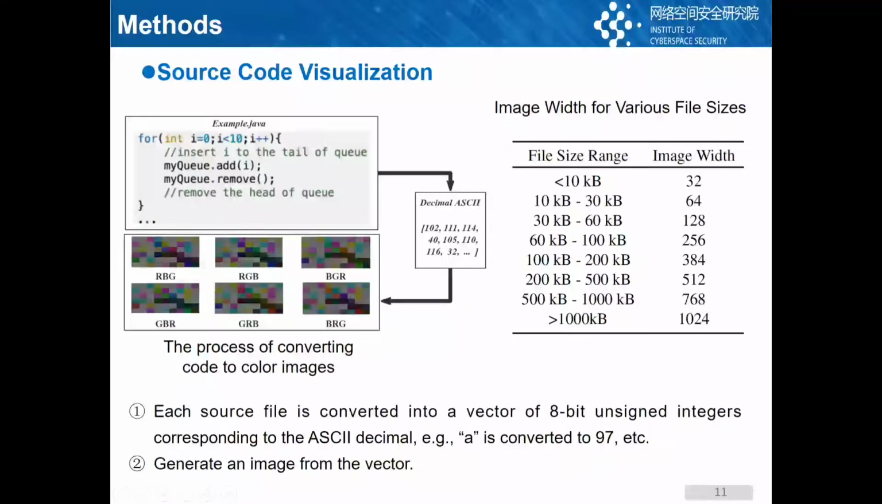Here is the slide for the source code visualization. We call this process most important because the image needs to achieve good quality. Each source file is converted into a vector of 8-bit unsigned integers corresponding to the ASCII decimal values. Then we generate an image from the vector. We associate the file size with the image size. After several experiments, we concluded their relation as shown in the table, which is convenient for other researchers.